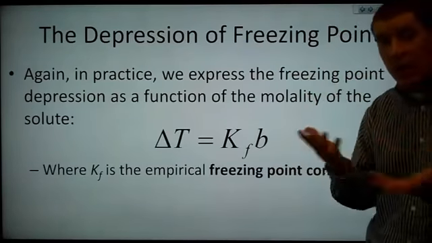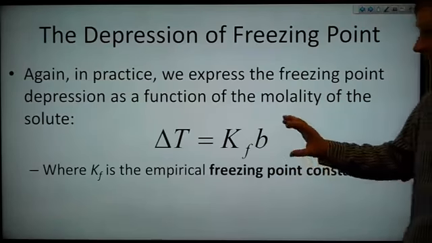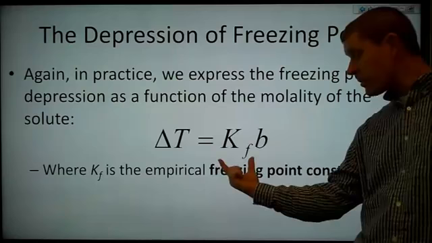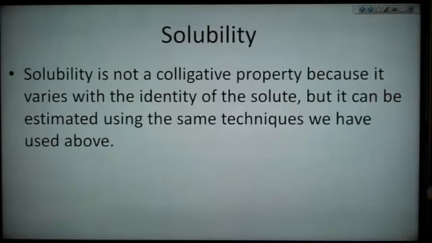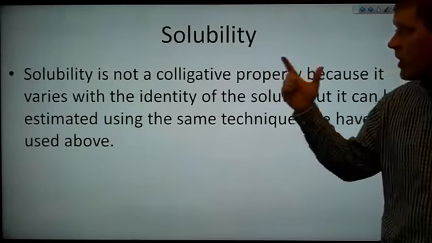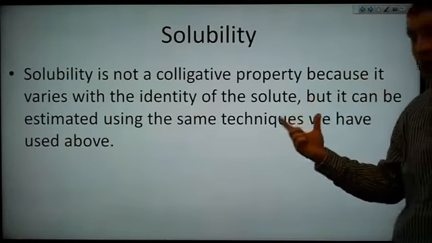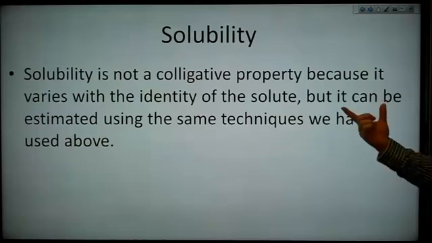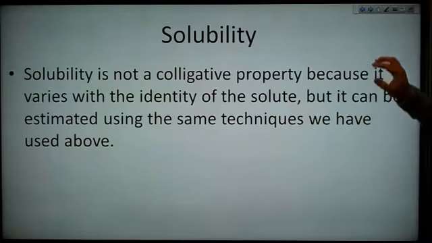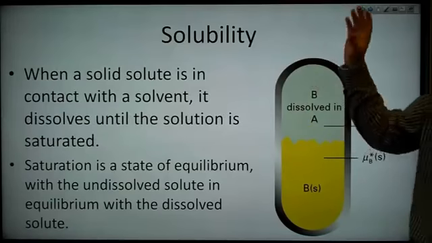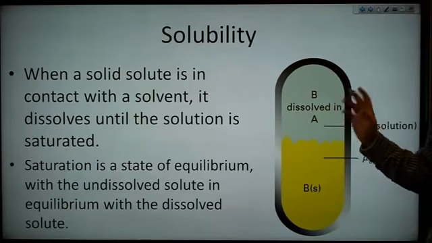Because again, it doesn't matter on the identity of B. It just matters with the identity of the solvent, which is wrapped up in Kf. That's what changes our temperature here. Alright, so the solubility is not a colligative property because it does vary with the identity of our solute, but it can be estimated using a lot of the same techniques we've used above, so we're going to discuss it here. Alright, so when a solid solute is in contact with a solvent, it dissolves until the solution is saturated.